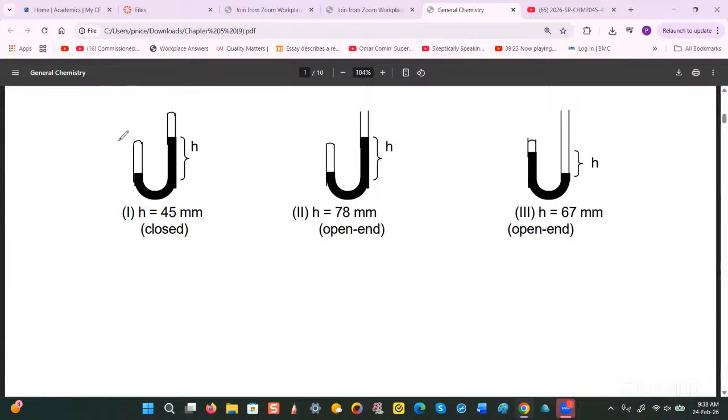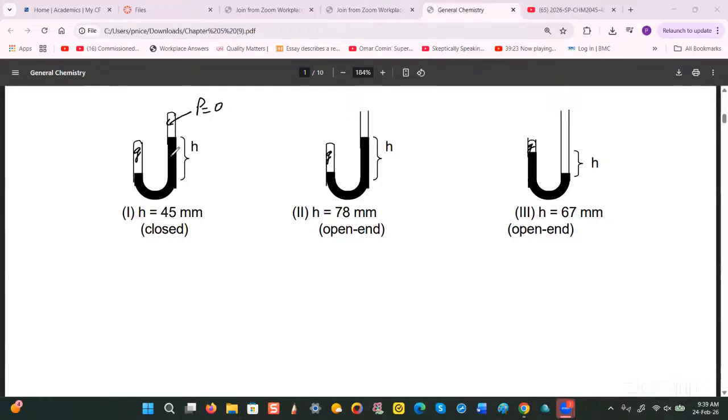So you have a gas that is trapped here, a gas that is trapped here, and a gas that is trapped here, right? So the question is asking for the pressure of the gas in each case, right? Now, in the case of the first one, we're going to assume that this is a vacuum where the pressure is equal to 0, right?